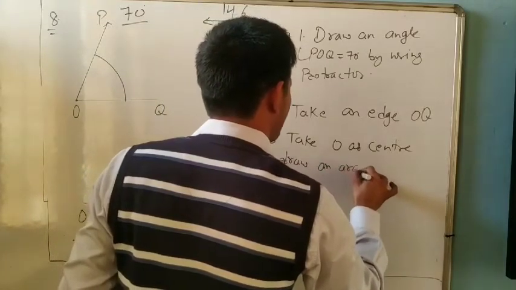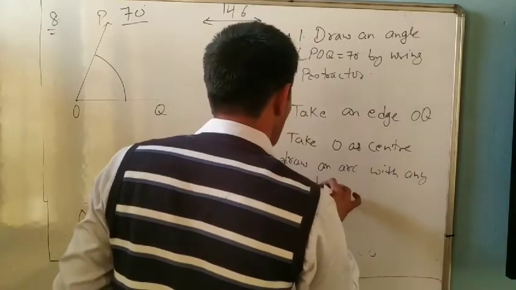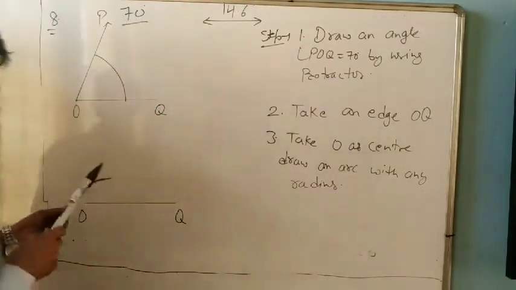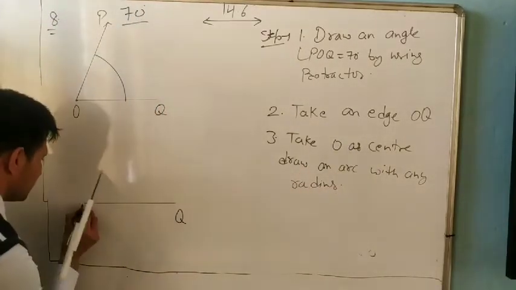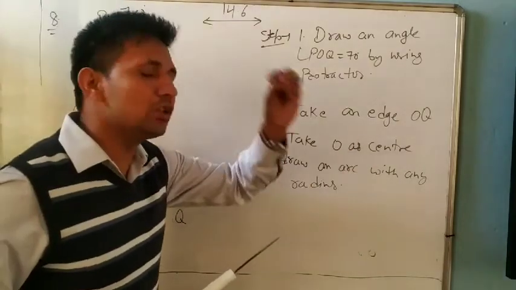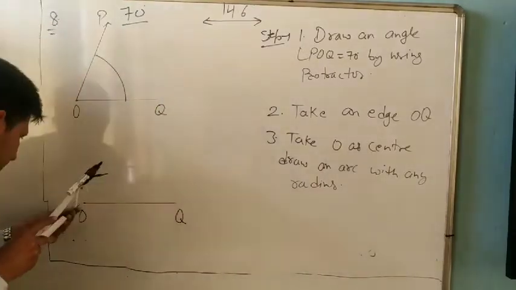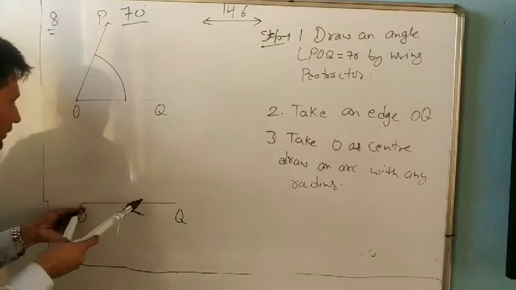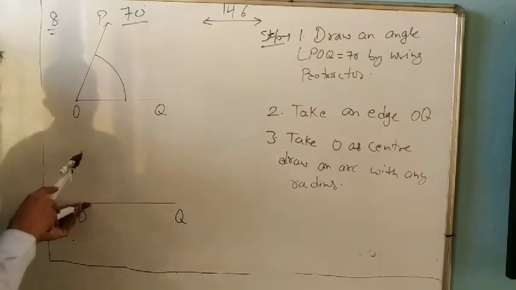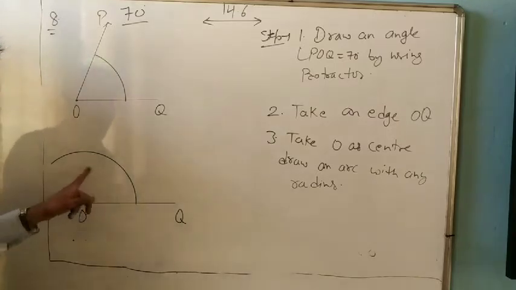Draw an arc with any radius. What am I telling you? Third step, take O as center and draw an arc with any radius. Whatever you want to open. We open it like this, and like this. So I open it and draw an arc. Did we draw an arc or not?